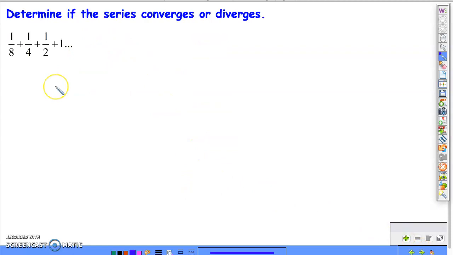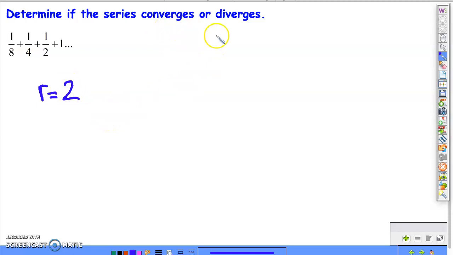All right, finally, it says determine if the series converges or diverges. So we have to figure out what our rate or ratio is. So 1/8, 1/4, 1/2, 1. It looks like we're getting bigger, right? So what are we multiplying by? Well, one way to do it is go 1 divided by 1/2. Or just think, okay, 1/2 times what gives me 1? Well, 1/2 times 2 gives me 1.